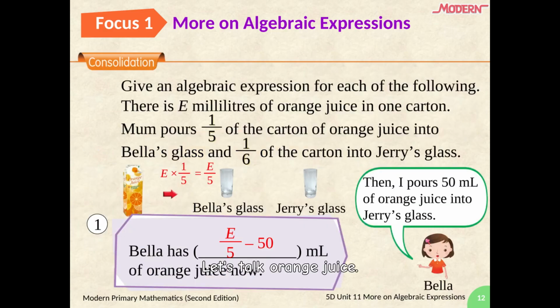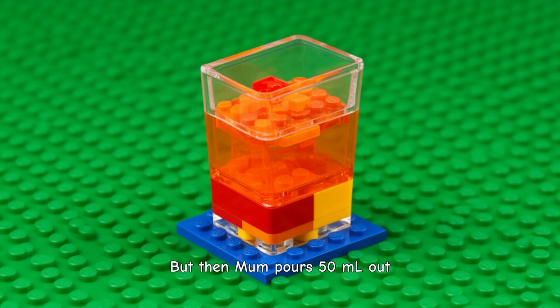Thirsty? Let's talk orange juice. We have E milliliters in a carton. Bella gets 1/5, E over 5. But then Mum pours 50 ml out of Bella's glass into Jerry's. No, my juice! We subtract 50, E over 5 minus 50.